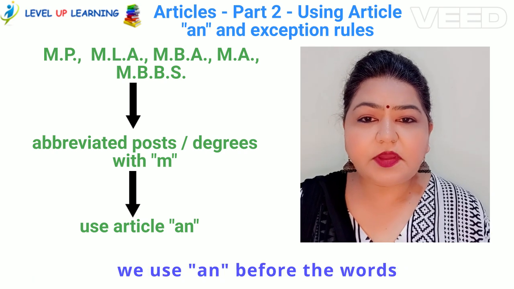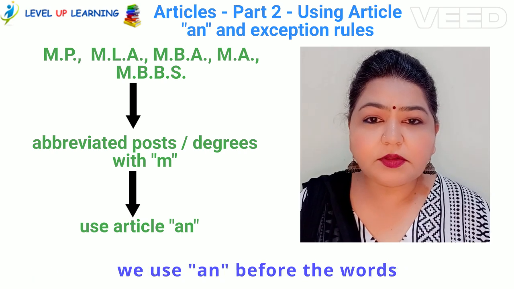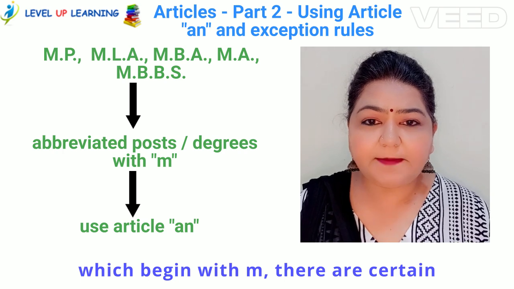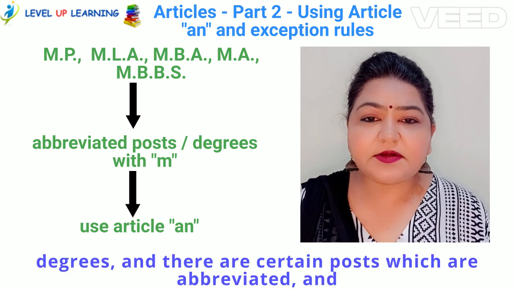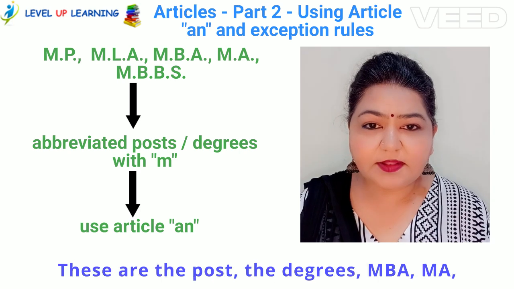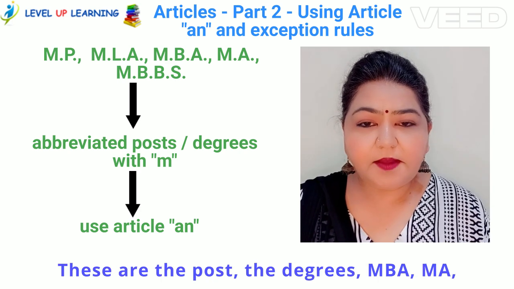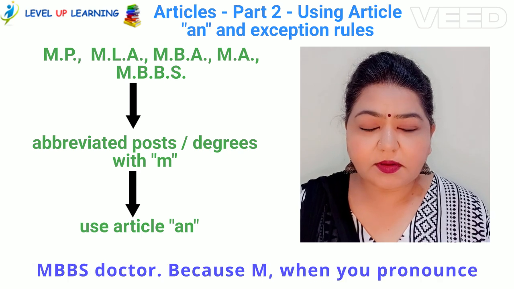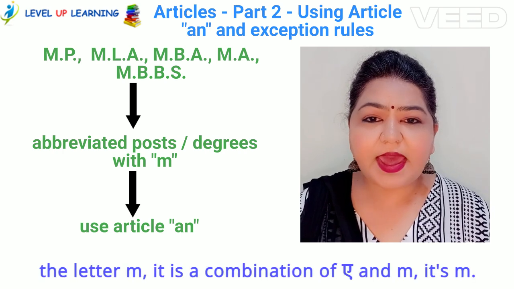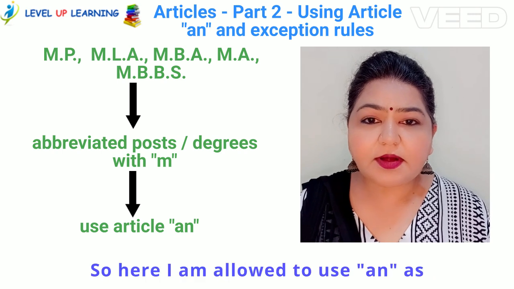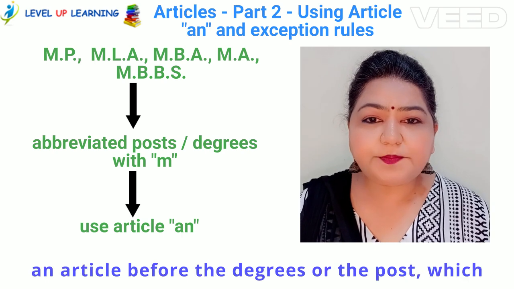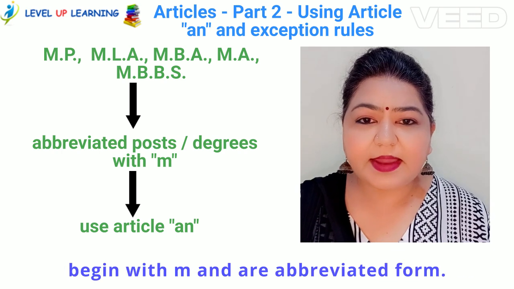Let us learn one more exception of "an". Here we use "an" before abbreviated words or degrees which begin with M. There are certain degrees and certain posts which are abbreviated and begin with M, like MP, MLA. These are the posts. The degrees are MBA, MA, MBBS doctor. Because when you pronounce the letter M, it is a combination of A and M, it's "em". So here I am allowed to use "an" as an article before the degrees or the posts which begin with M and are in abbreviated form.